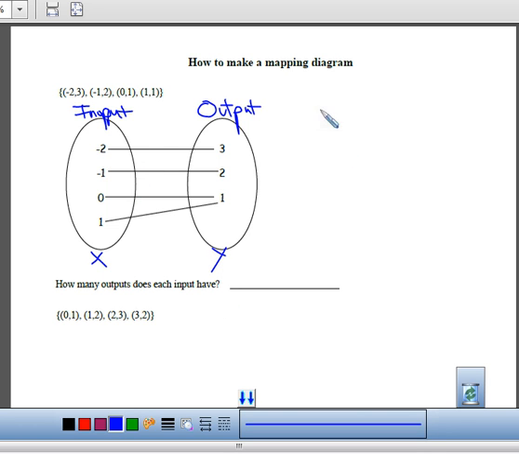Now, is this a function? So, oh, by the way, these numbers, where did they come from? If you look up above, so -2, -1, 0, and 1 all come from the x values, and then 3, 2, and 1 are the y values. Now, some of you might be saying, well, 1 happens twice. Right, when we do these mapping diagrams, we only write the number one time, and then we'll draw the arrows accordingly. Okay, so this is a function.